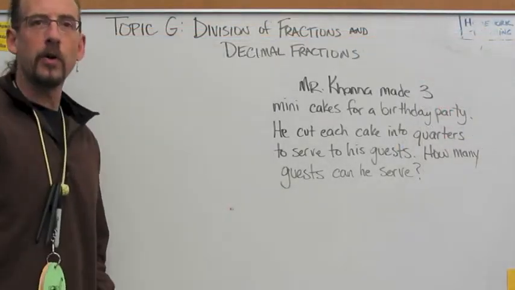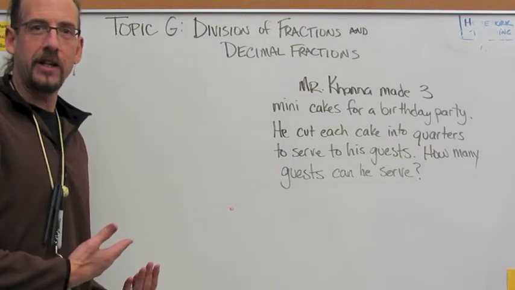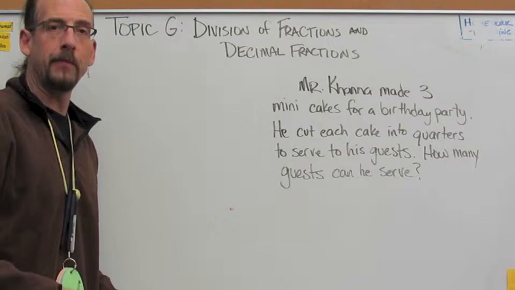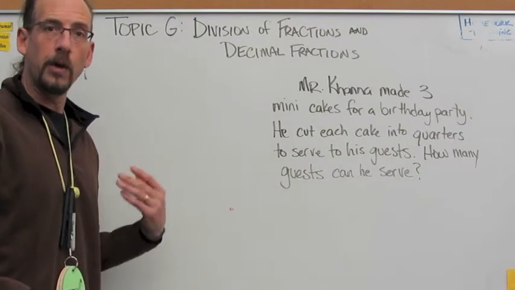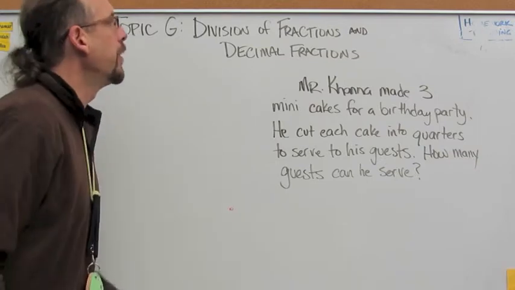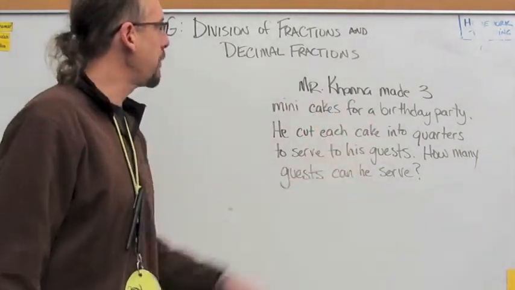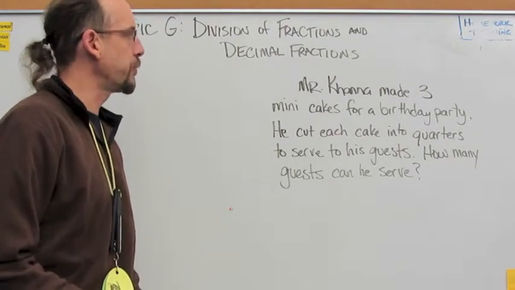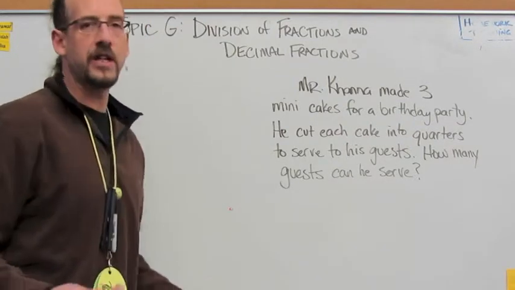Okay, now we're going to look at that work that we just did in terms of problems. And we'll be solving problems where sometimes we have to divide a whole number by a fraction, and then sometimes divide a fraction by a whole number. So here's our first problem. Mr. Kana made 3 mini cakes for a birthday party. He cut each cake into quarters to serve for his guests. How many guests can he serve?